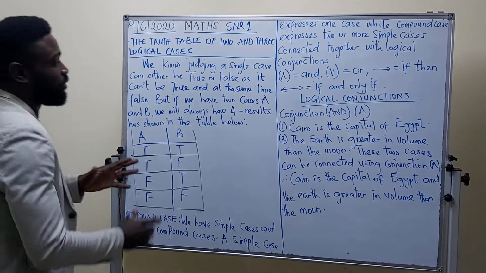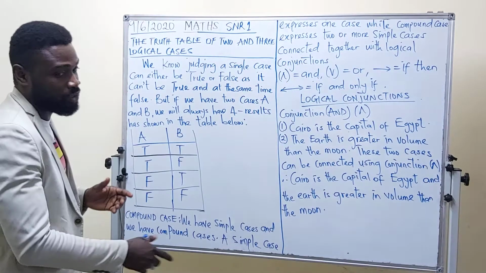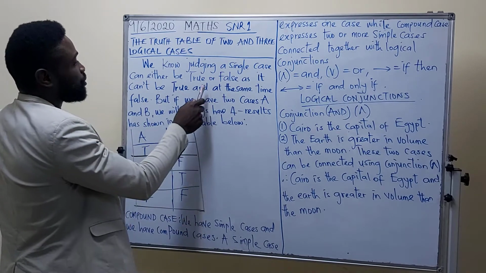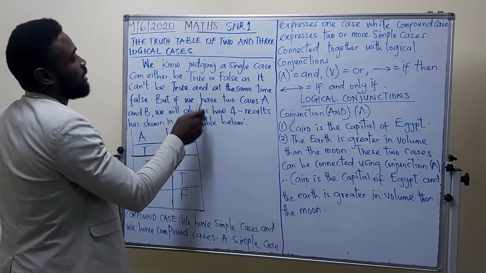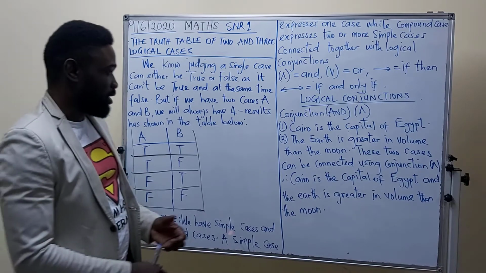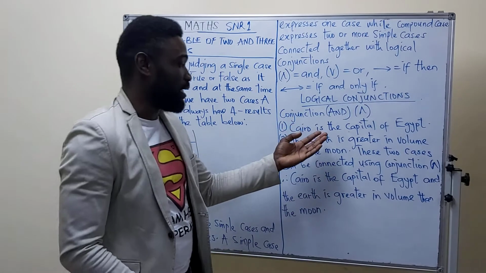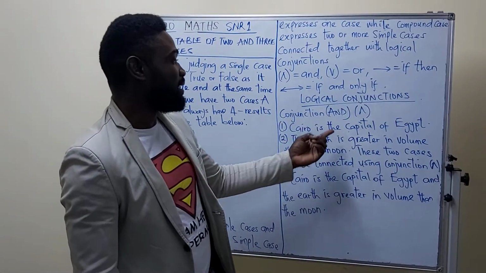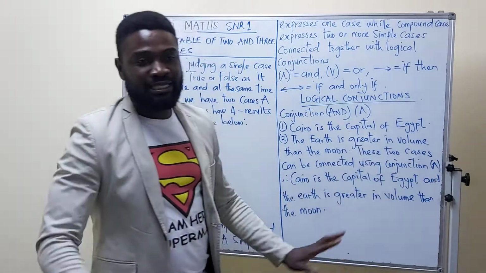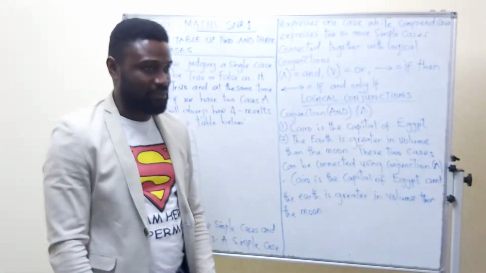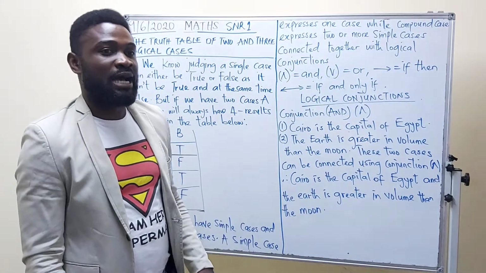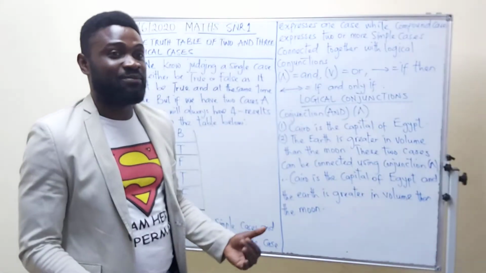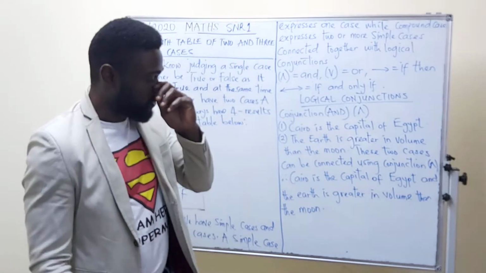Now I'll just quickly run over things because I have to rub this part of the board to continue with the remaining part of the notes. We know judging a single case can either be true or false, as it can't be true and at the same time false. Take one of the statements on the board: Cairo is the capital of Egypt. That is a confirmed statement. But can I say true and at the same time say false? No. It's either true or false.